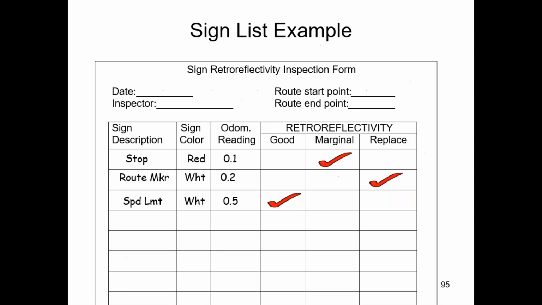And here's an example just to show that this doesn't have to be a complicated thing. You can add more fields here if you'd like to, but not necessary. Notice this particular agency's sign retro inspection form is just the sign description, the color, the location, and then they rate them good, marginal, or replace. So it doesn't have to be an involved, complex system. It can be if you prefer that, or it can be relatively simple.